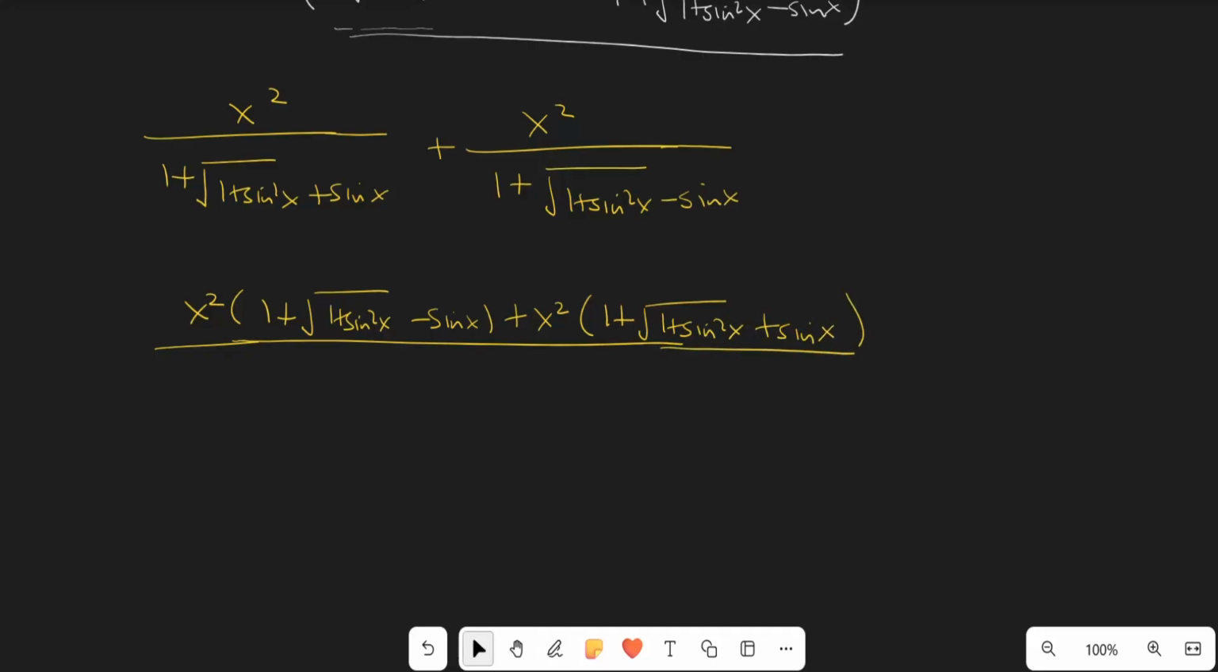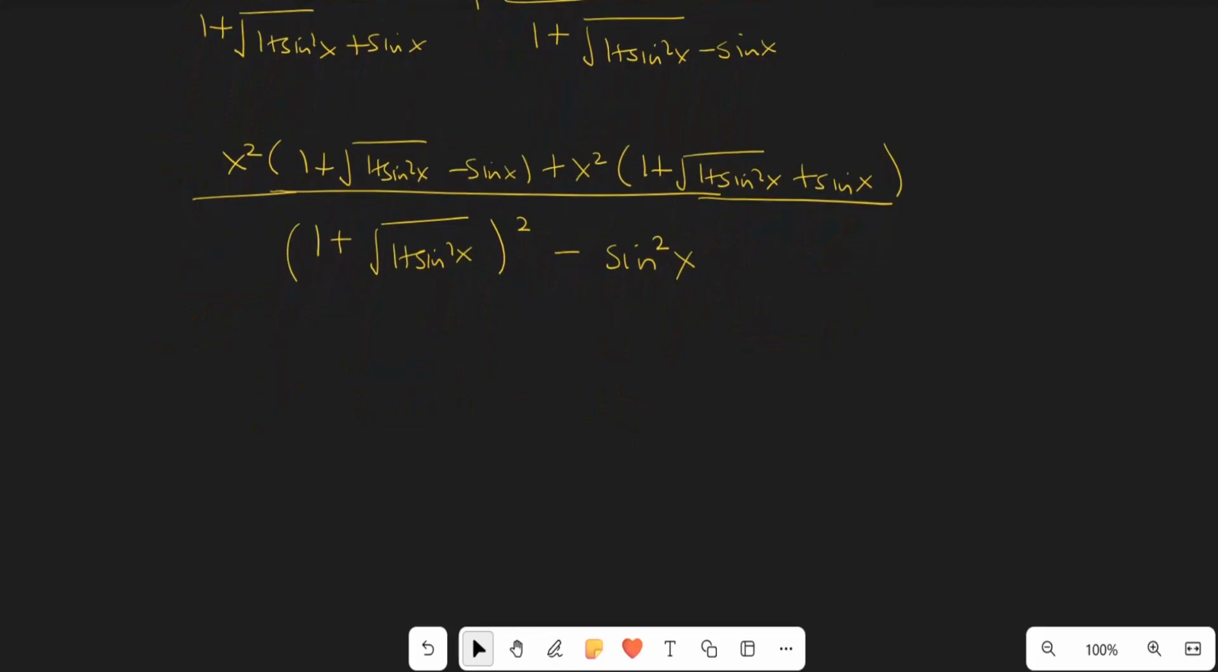all divided by this one, which is like a difference of two squares, right? So that is 1 plus the square root of 1 plus sine square x, squared, minus sine squared of x. So those are the difference of two squares.